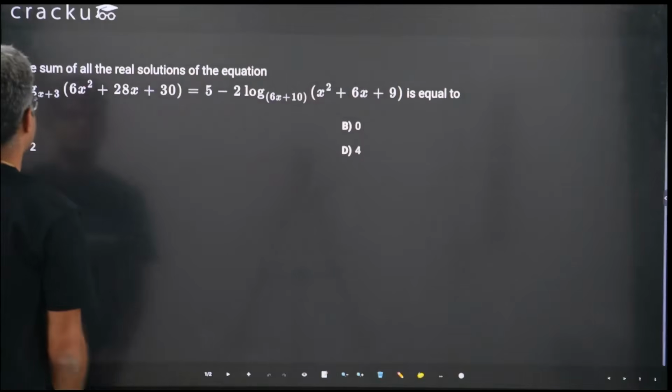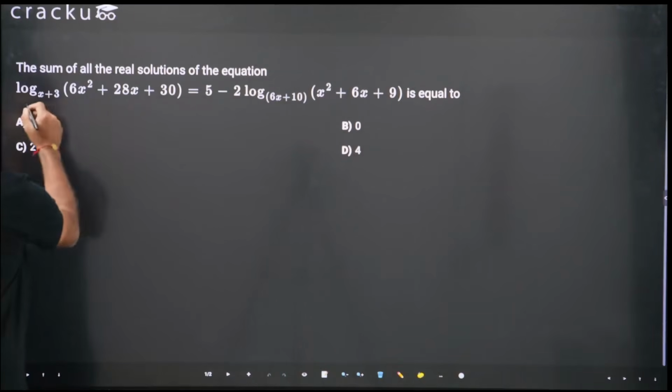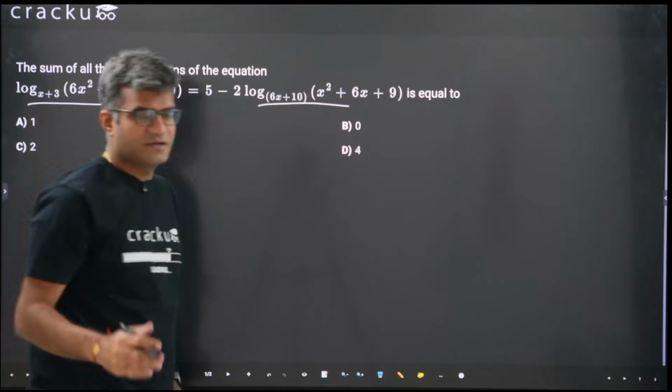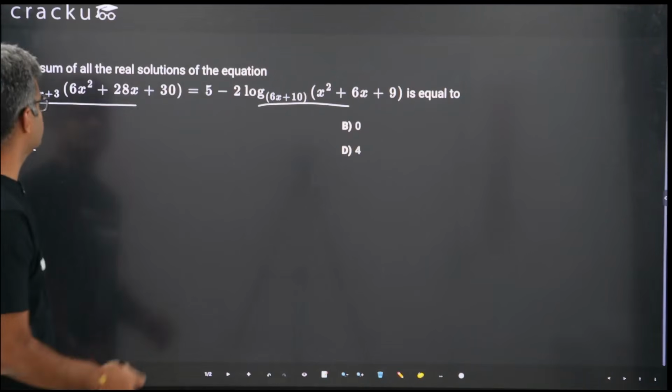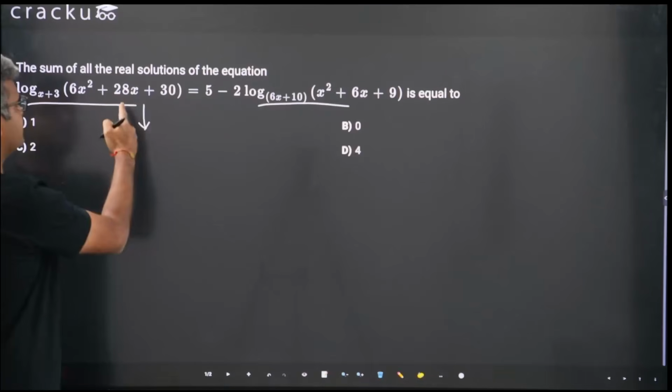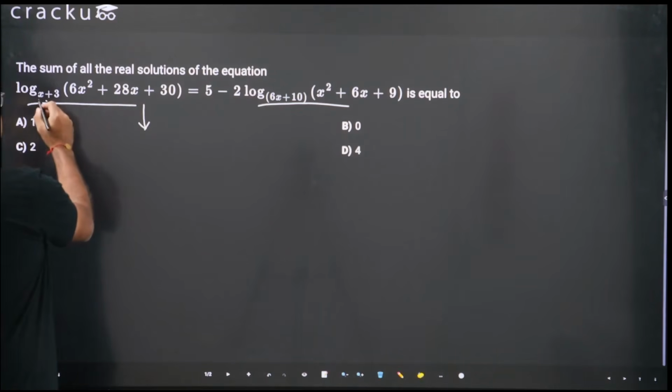In this question, we are given a logarithmic equation and we are asked to calculate the sum of all the real solutions of this given logarithmic equation. If you are looking at the first logarithm, the argument is 6x square plus 28x plus 30 and the base is x plus 3.